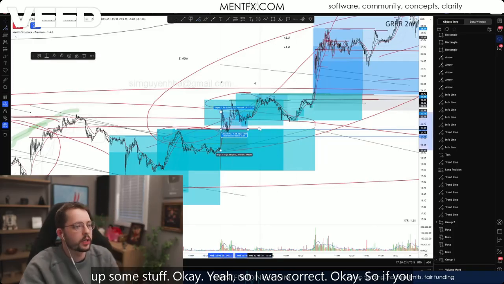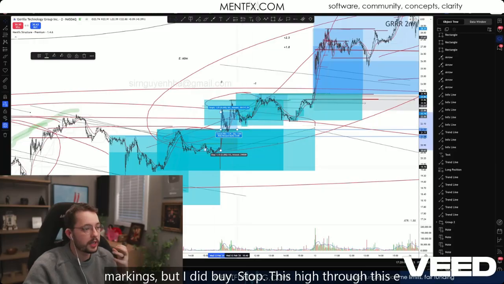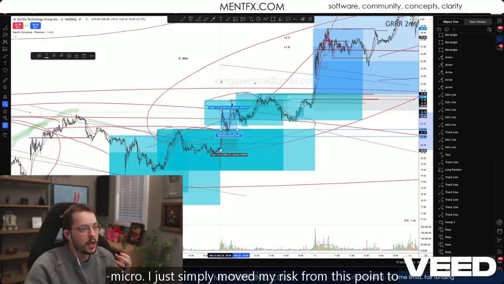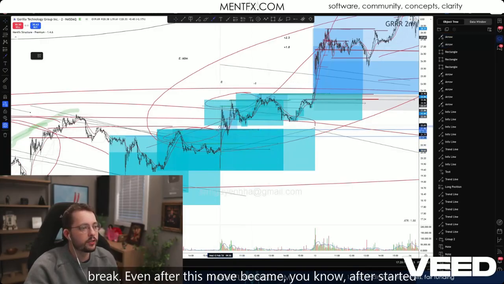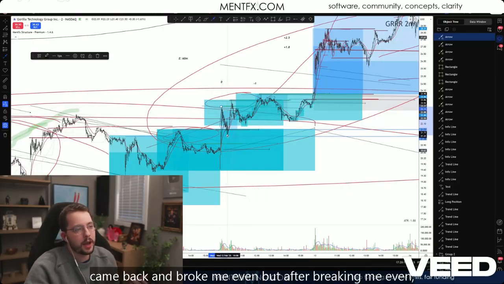Okay, yeah, so I was correct. If you notice, I actually did buy stop this. Excuse all the markings, but I did buy stop this high through this E micro. I simply moved my risk from this point to break even after this move started to validate demand. I thought it wouldn't come back. Then it came back and broke me even.